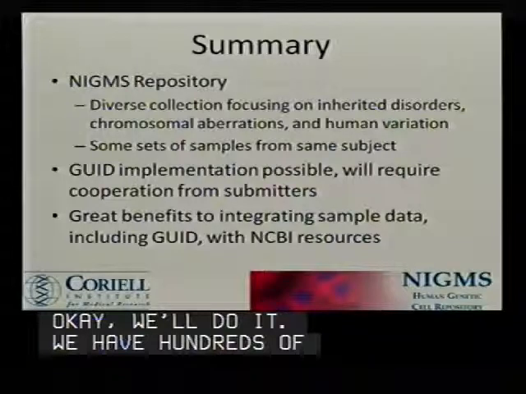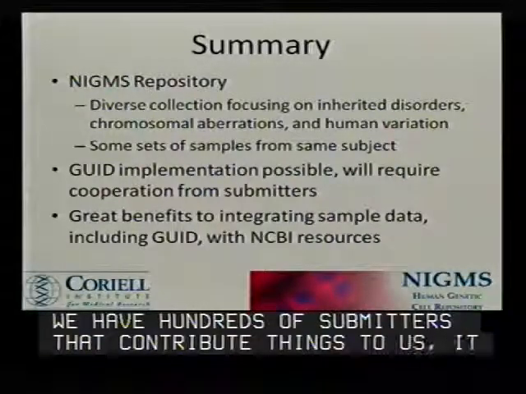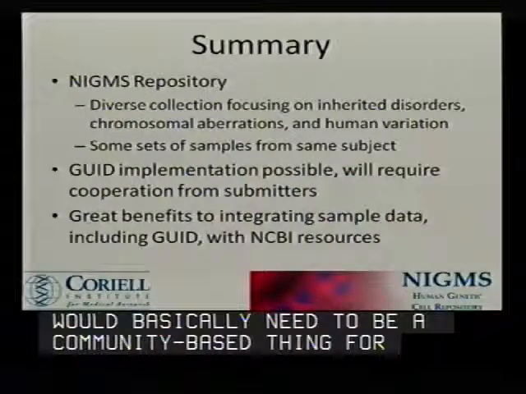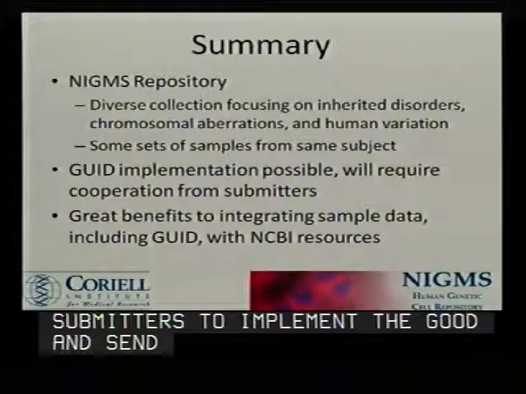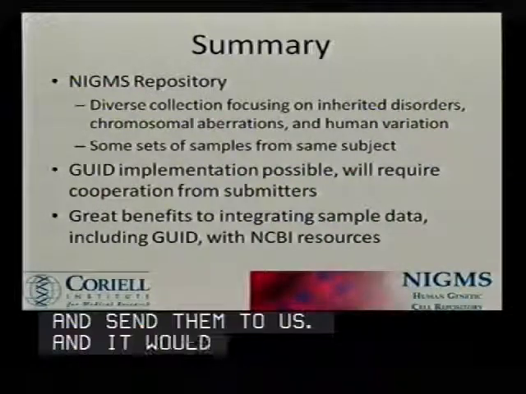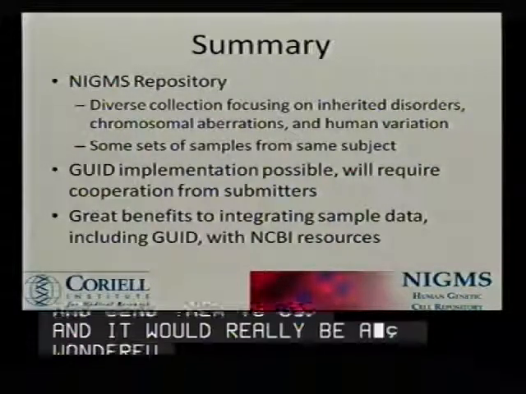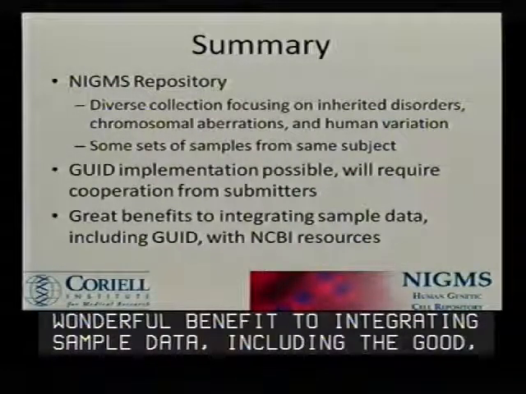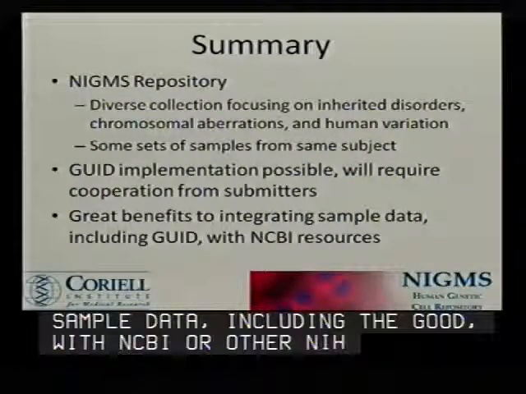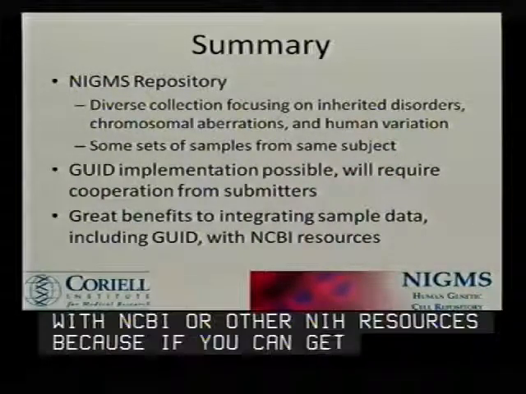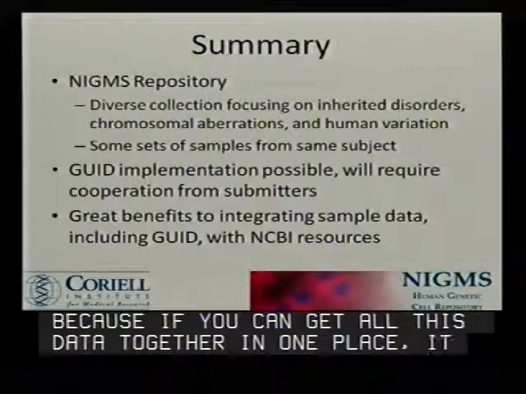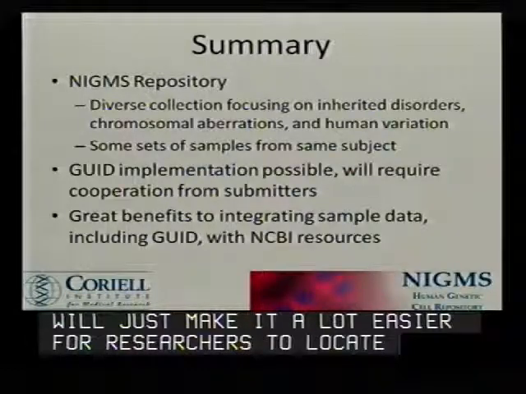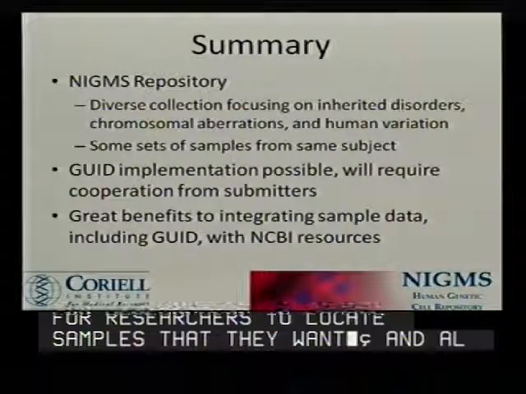So it would basically need to be a community-based thing for submitters to implement the GUID and send them to us. And it would really be of wonderful benefit to integrating sample data, including the GUID, with NCBI or other NIH resources, because if you can get all this data together in one place, it will make it a lot easier for researchers to locate the samples that they want and also to locate the data associated with those samples.